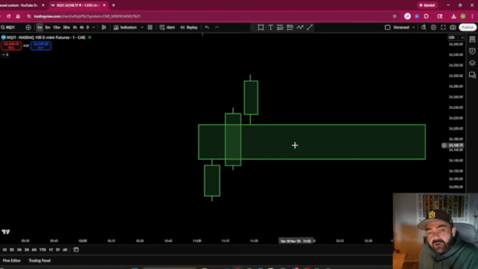So if someone says, "Oh yeah, I trade imbalances," or "my confluences are imbalances," they're looking for fair value gaps. They're just trying to sound smarter than you.